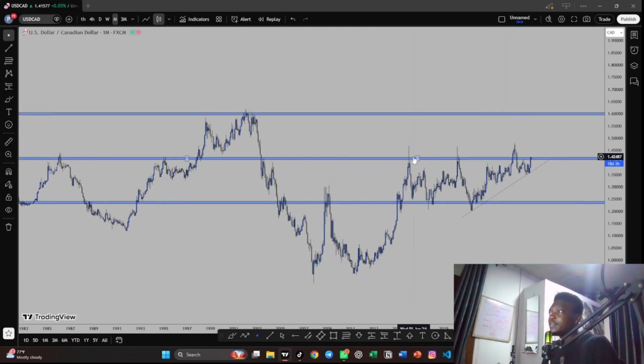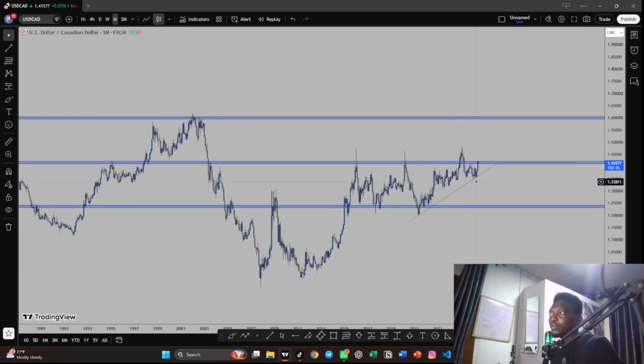So we have this resistance that has been holding price. Price gets to that point, we expect it to drop massively, but we created a higher low. Now we are back to that resistance. The question is, are we going to break or are we going to push? Actually, my long-term bias here is that we are going to push, based on what DXY is doing.